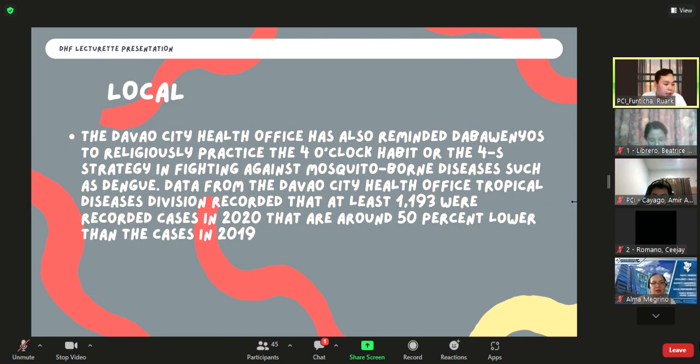So locally, here in Davao City, aside from preventing the coronavirus disease in 4 simple ways, the Davao City Health Office has also reminded Davaoenos to religiously practice the 4 o'clock habit or the 4S strategy in fighting against mosquito-borne diseases such as dengue. Data from the Davao City Health Office Tropical Diseases Division recorded at least 1,193 cases in 2020, around 50% lower than the cases in 2019.